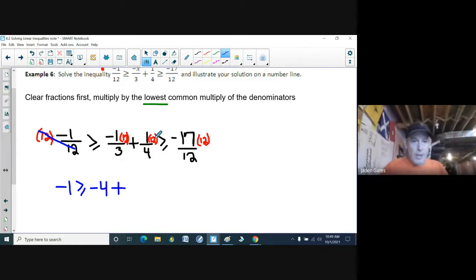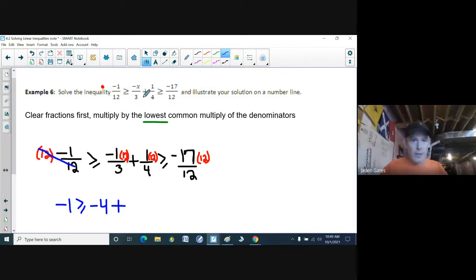Plus, I got 12 divided by 4. Well, 1 times 12 is 12. Then divided by 4, that's a 3. I have a feeling I'm missing an x here, aren't I? Oh yeah, this is negative 1x. I was wondering where my x went. Sorry about that. Throw that x in there.